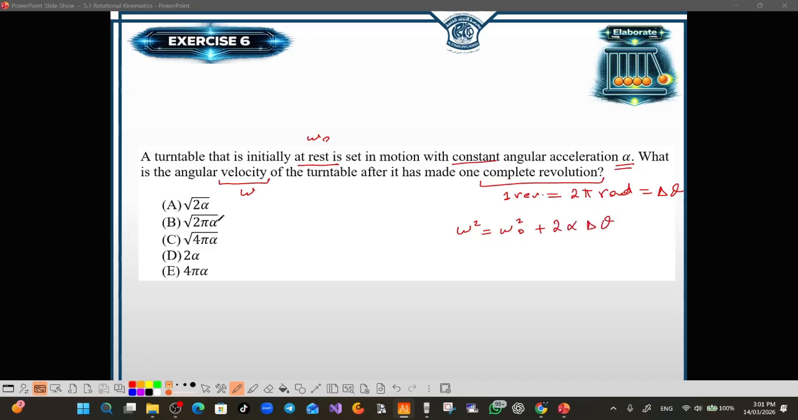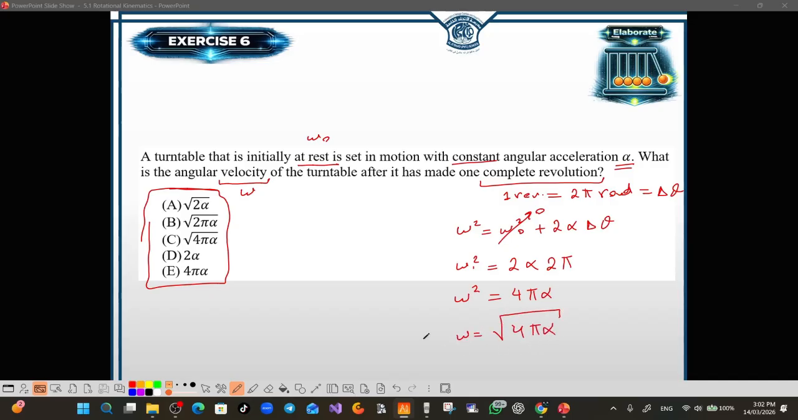Now here they don't want me to find the numerical value of the velocity. However, the velocity must be written as an expression in terms of alpha. So we're going to maintain the alpha in our equation, knowing that the object starts from rest, which means omega 0 is equal to 0, so omega squared equals 2 alpha multiplied by 2 pi. Now 2 times 2 pi is 4 pi. Now we take the square root to find the omega, and the omega becomes the square root of 4 pi alpha. So the correct answer is C.